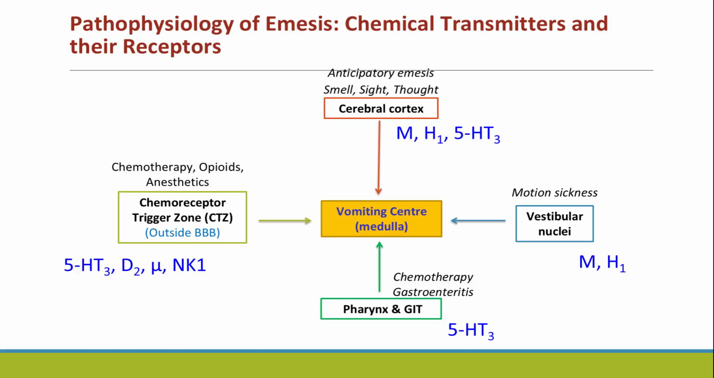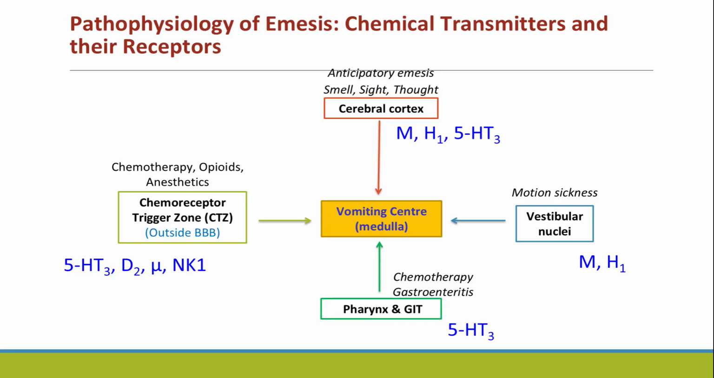Peripheral irritation from gastroenteritis or toxins activates vagal afferents that stimulate serotonin release. These signals strongly activate 5-HT3 receptors. This is the rationale behind using 5-HT3 antagonists in chemotherapy and severe gastroenteritis. The CTZ lies outside the blood-brain barrier and directly senses circulating toxins, drugs, opioids, and anesthetics. Because it is chemically sensitive, it is rich in D2, 5-HT3, NK1, histamine, and opioid receptors. Most modern antiemetics act here.